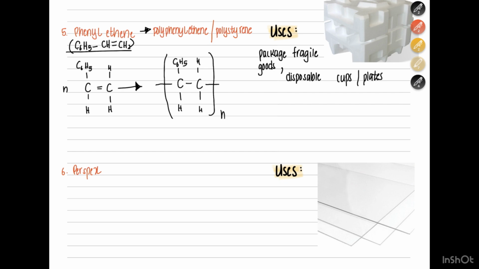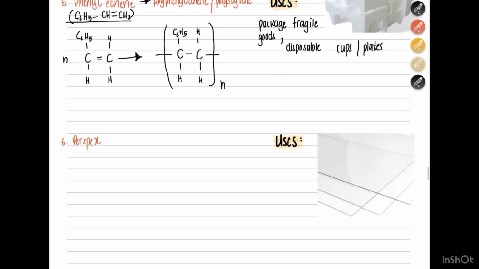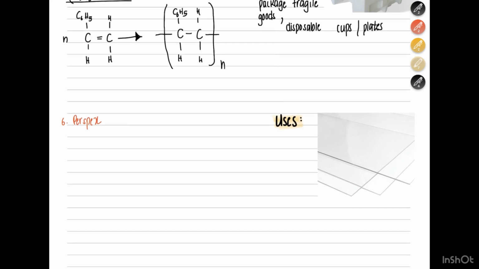Okay, finally, the last one is called perspex. What is the formula for perspex? It's CH2 double bond C, CH3, COO, CH3. So how can we draw it? Focus on the double bond. C double bond C comes first.